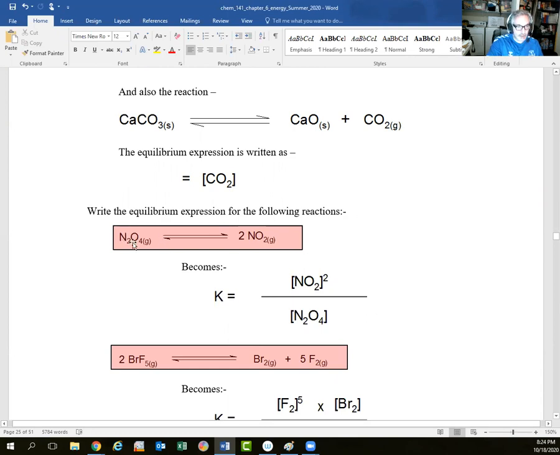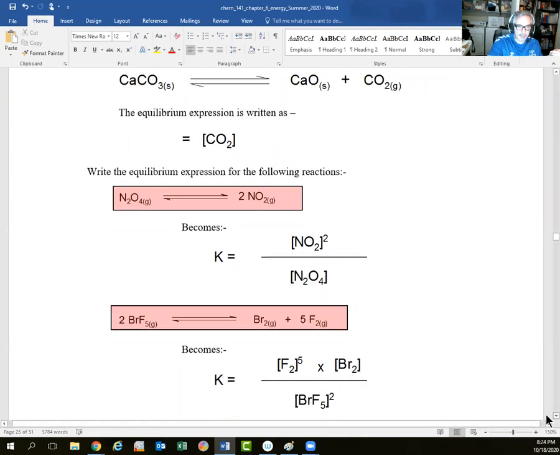Next one, the N2O4 decomposing into the NO2, as we saw in our first example. Writing the equilibrium expression for that, that'd be the NO2 concentration to the power of 2, because there's 2 moles in the equation, divided by the concentration of the N2O4. Again, the square parentheses imply that there's a concentration value for that particular chemical to be added.